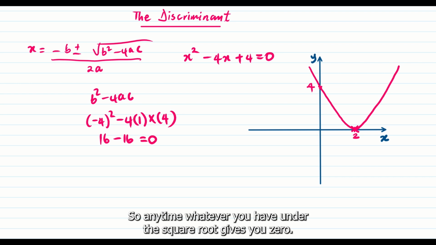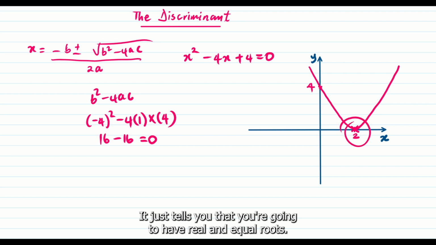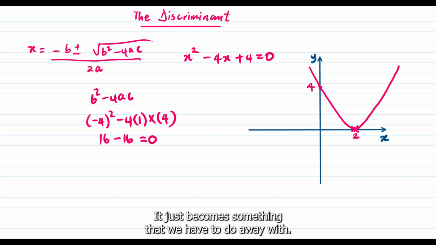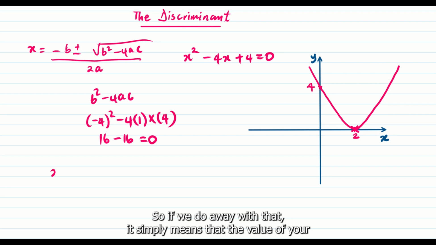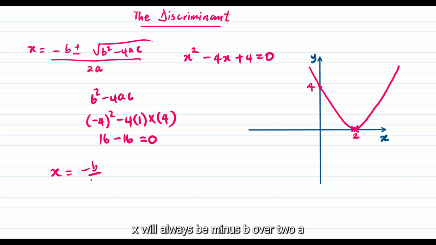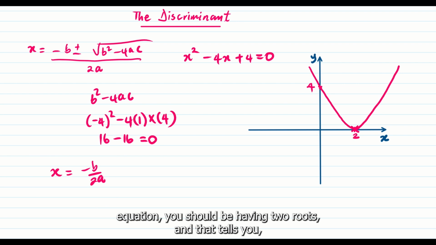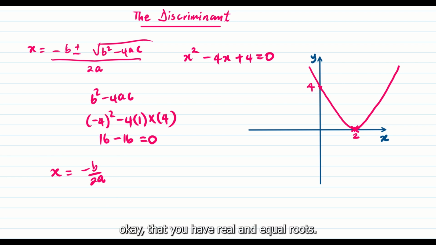Okay, so anytime whatever you have under the square root gives you 0, it tells you that you're going to have real and equal roots. That's because if this is 0, this plus or minus becomes useless. It just becomes something that we have to do away with. If we do away with that, it simply means that the value of x will always be minus b over 2a when the discriminant is 0. That gives you just a single root. Because it's a quadratic equation, you should be having 2 roots, and that tells you that you have real and equal roots.